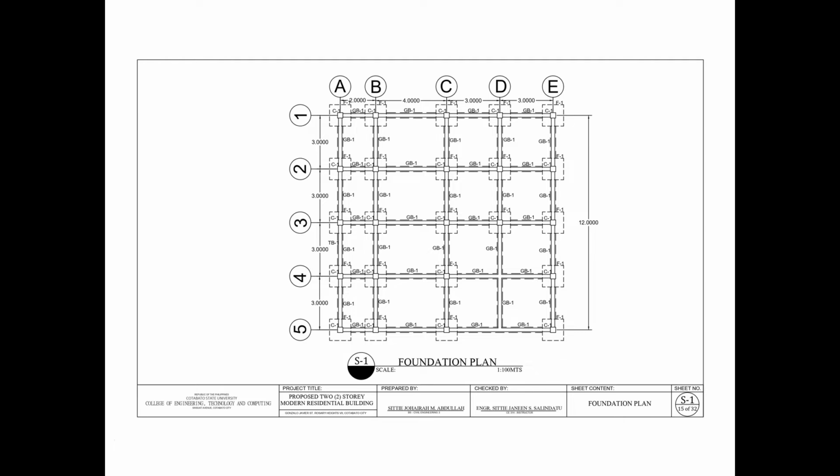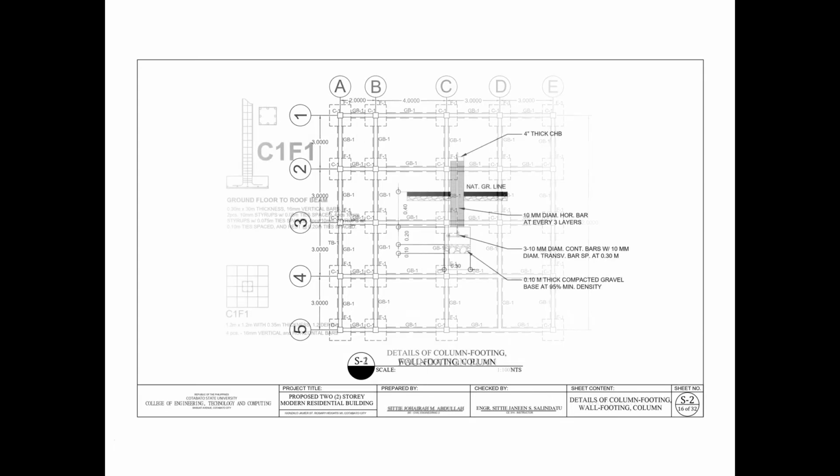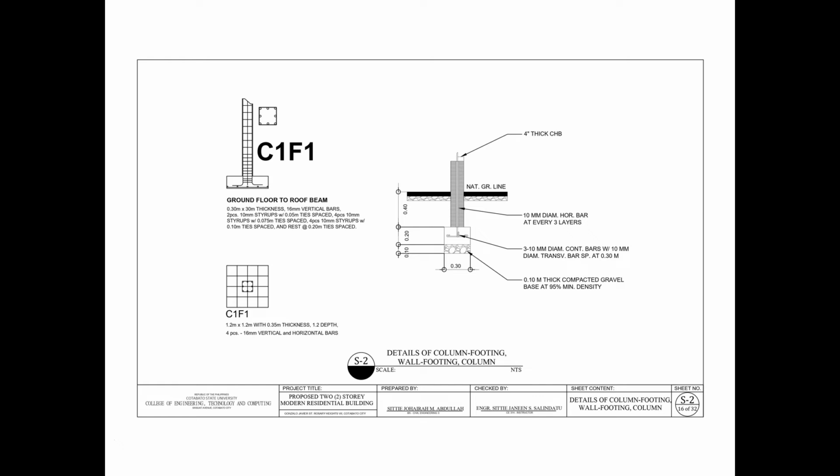First is the foundation plan. This is a foundation plan of my residential building wherein C1 stands for column 1 and it has a dimension of 0.3 meter by 0.3 meter. The F1 stands for footing 1 with a dimension of 1.5 meter by 1.5 meter, and the GB1 stands for grade beam 1 with a dimension of 0.2 meter by 0.3 meter. So let's proceed to the details of column footing, wall footing, and column.